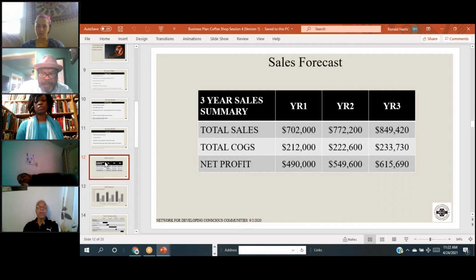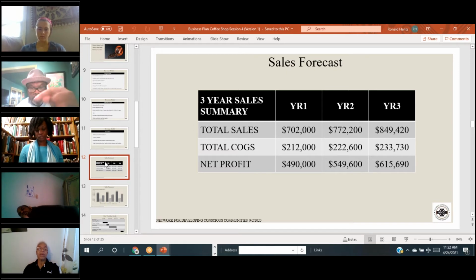And then the net profit that they go. And I want to just say that this gross sales, the cost of gross sales was actually your product lines that were as a direct result of you getting to your sales. So if you were selling cups of coffee, how much coffee were you using or purchasing yourself to brew to make this $702,000 on a yearly basis?